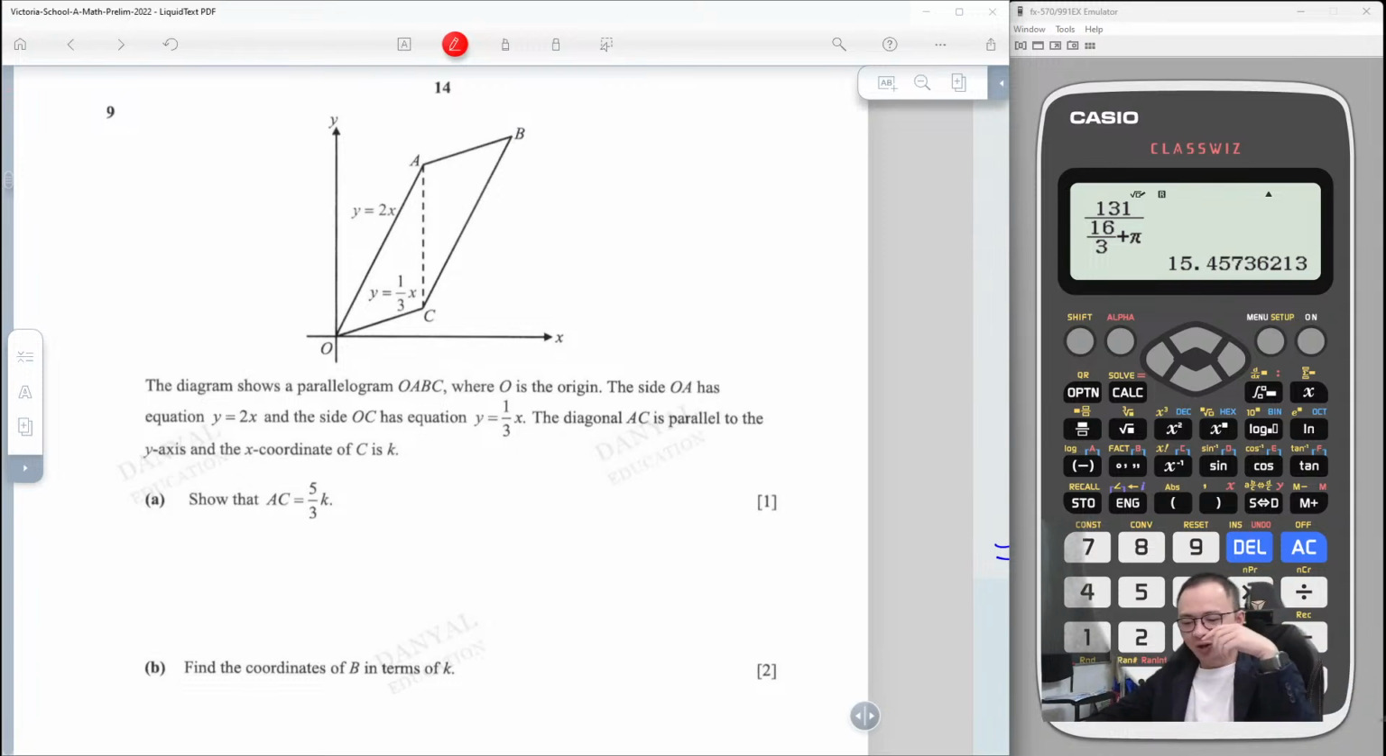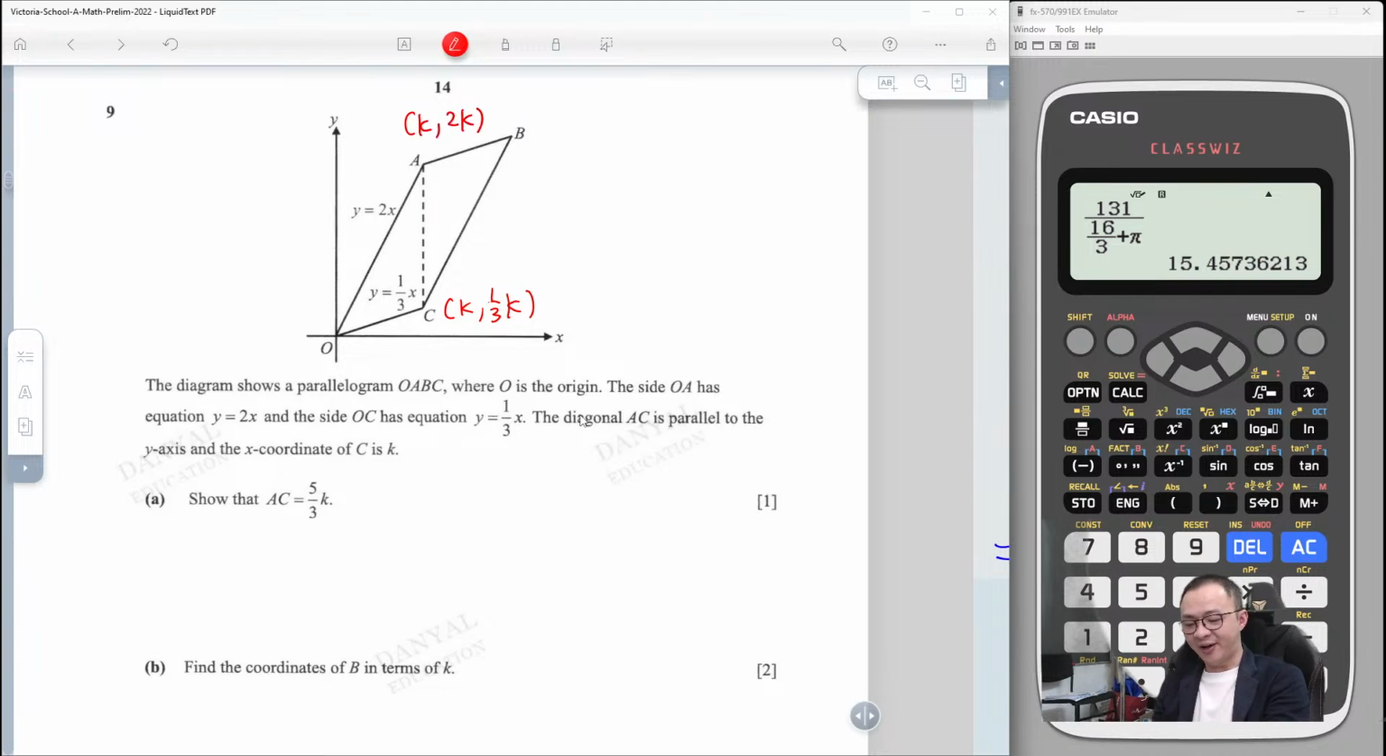Okay, we have a parallelogram here, OABC. O is the origin, and OA has the equation y = 2x, and OC has the equation y = 1 over 3x. The diagonal AC is parallel to the y-axis, alright? So the x coordinate of C is k. The y coordinate is not hard to find, isn't it? Since x is k, y will be just 1 over 3k, right? A is also the same: x is k, and y is 2k.